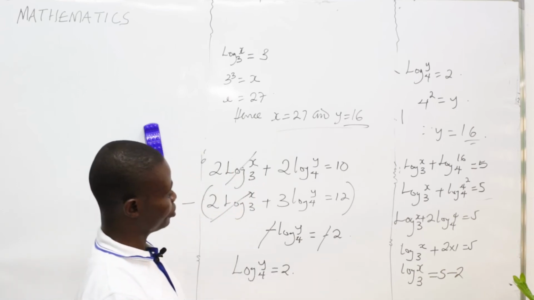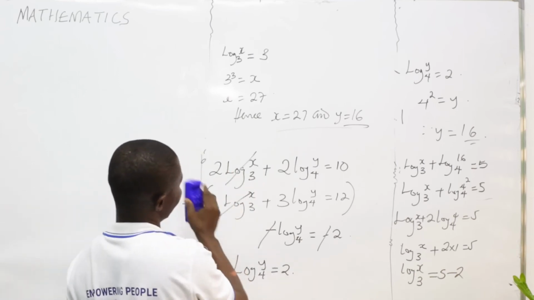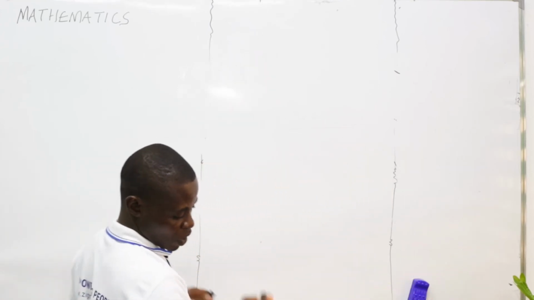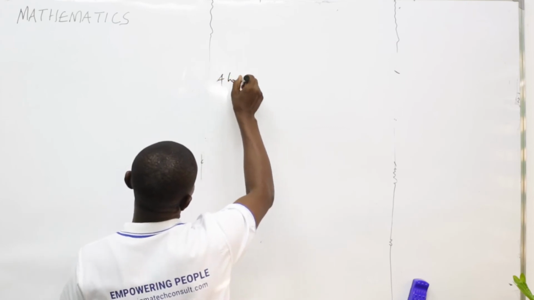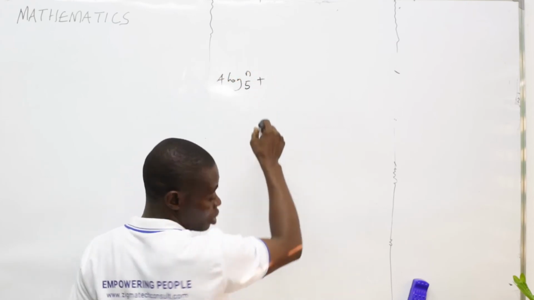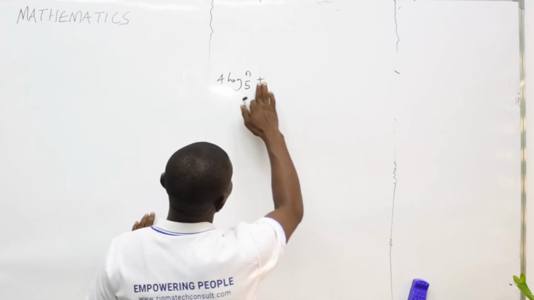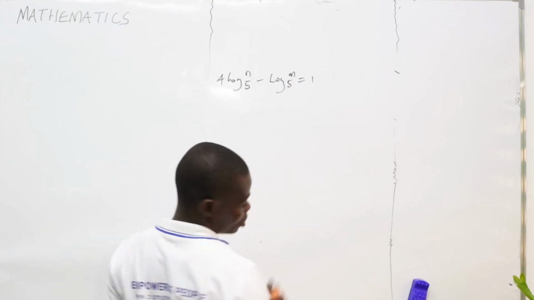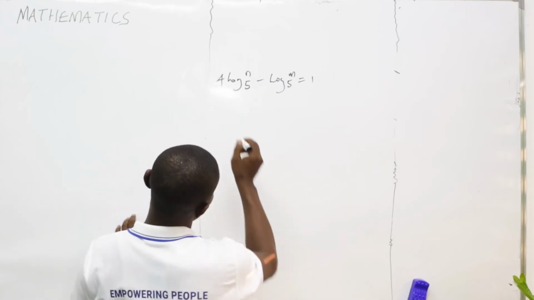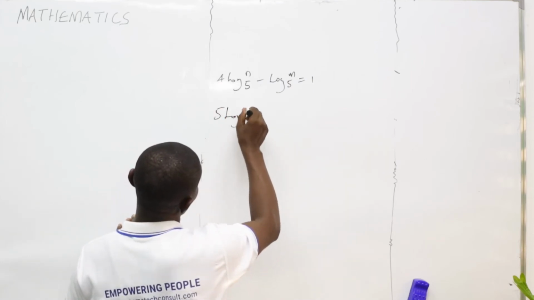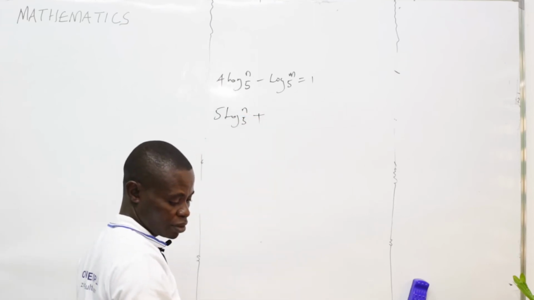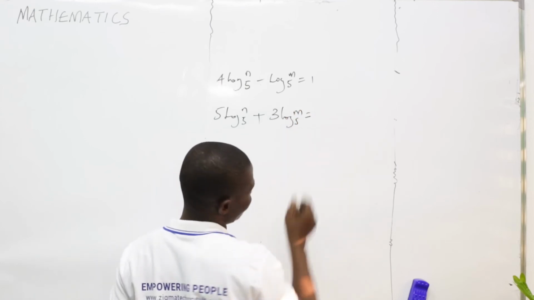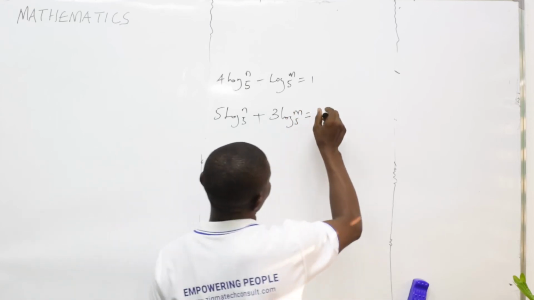Okay. Having gone through this, the next question will go this way. 4 log n base 5 minus log m base 5 equals 1, and the next one is 5 log n base 5 plus 3 log m base 5 equals 14.